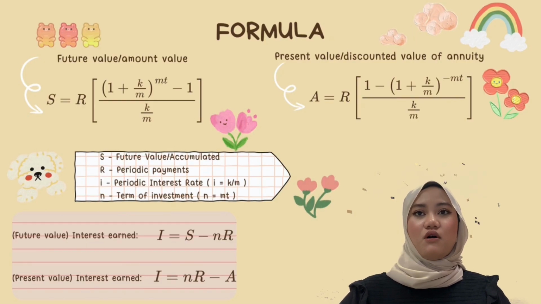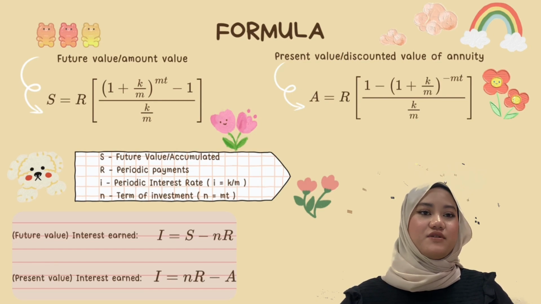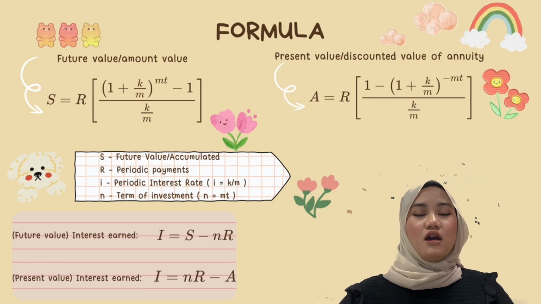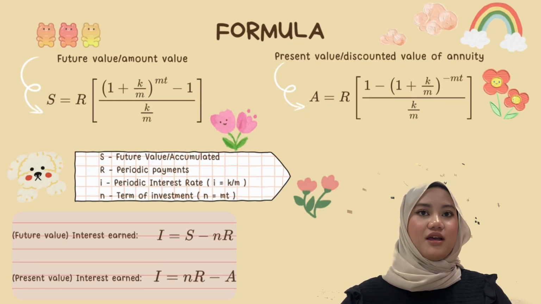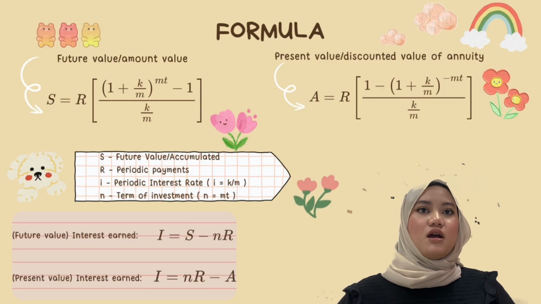For the future value or amount value formula, we use S equals R, open bracket, 1 plus K over M, close bracket, power MT, minus 1, over K over M. For the present value or discounted value of annuity formula, we use A equals R, 1 minus, open bracket, 1 plus K over M, close bracket, power minus MT, over K over M.